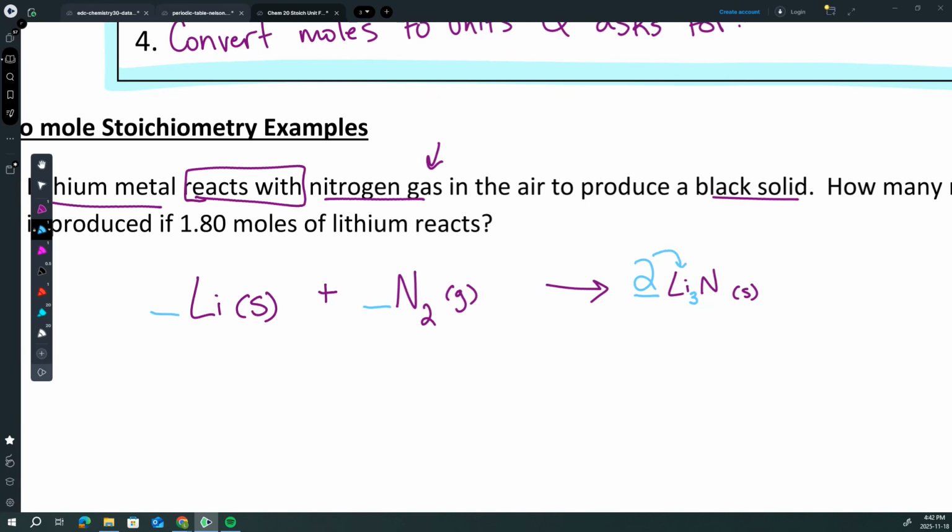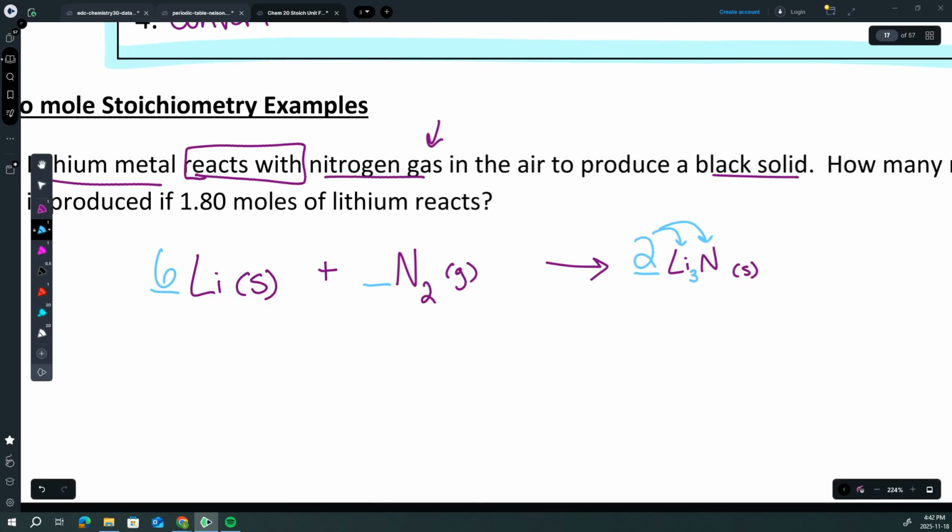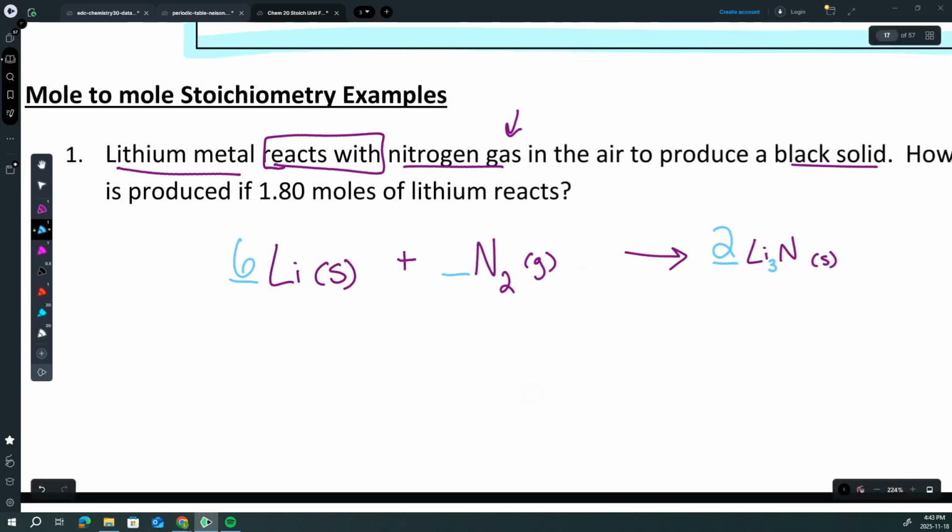However, that 2 didn't just affect the nitrogen, it also affected the lithium. So now for the product side, we have a total of 6 lithium atoms coming out. So we're going to need 6 lithium atoms going in. At this point we have the same amounts of each element going into the equation as reactants as are coming out as products. So this is completely balanced.